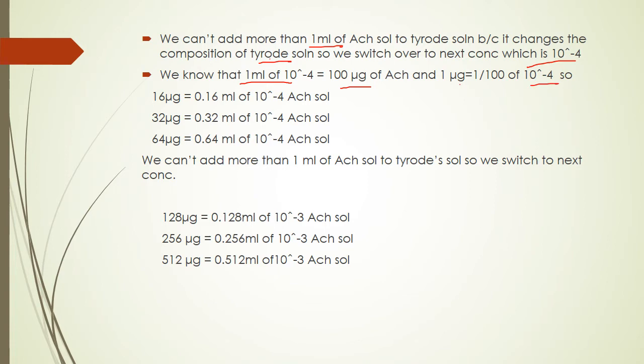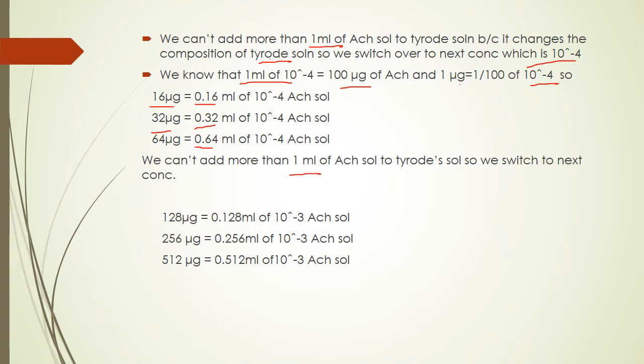So at 16 microgram, we have to divide by 100, 1 divided by 100. So if we have to add 32 micrograms, we add 0.32 ml. In the previous concentration we were dividing by 10, giving 0.1, 0.2, 0.4, and now, dividing by hundred, we are adding 0.16, 0.32 and 0.64.